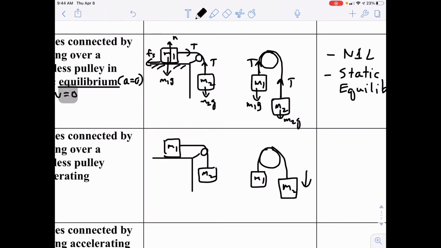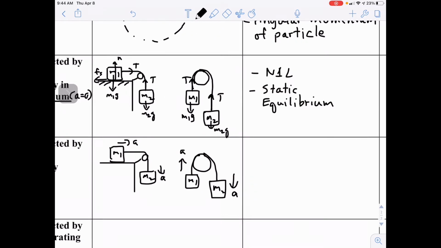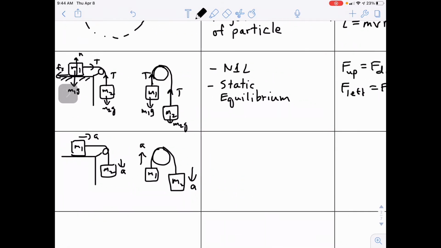Okay, so for instance, maybe mass 2 is accelerating downward, which means mass 1 would accelerate upward at the same rate. If mass 2 is accelerating downward, that means mass 1 would be accelerating to the right at the exact same rate. This is an example of Newton's second law, but specifically, it's Newton's second law with multiple masses.